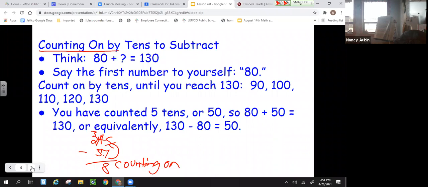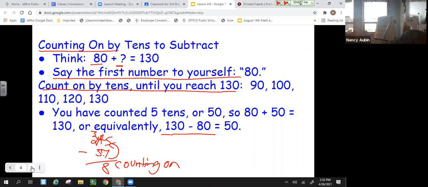It's because we can use the inverse operation to help us. So when we are subtracting 130 minus 80, we can think, everybody think, 80 plus what, which is kind of what Lila did. She used 8 plus 5 is 13. You say the first number to yourself. Everyone say it with me, 80. Then I want you to count on by tens until you reach 130. Ready? 80, 90, 100, 110, 120, 130.